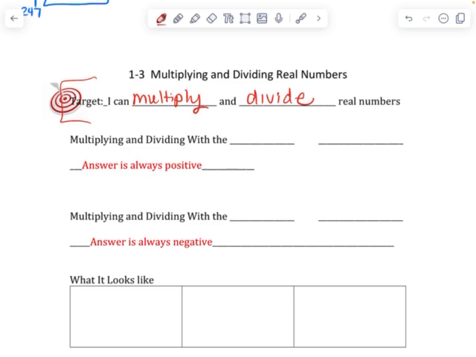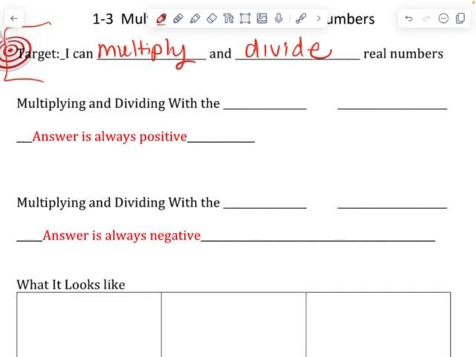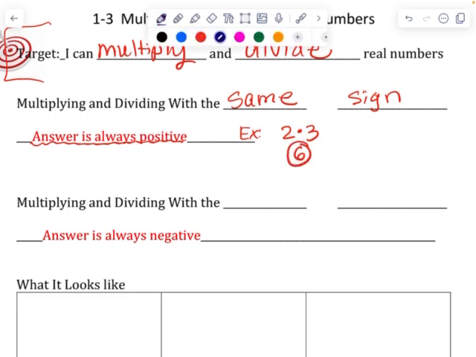All right, so a couple of rules that we're going to work with today is multiplying and dividing with numbers that have the same sign. When we multiply or divide with numbers that have the same sign, our answer is always positive. So let's come up with an example. If I have 2 times 3, you would tell me that the answer simplifies to 6, right? So I have a positive 2 and a positive 3, and I get a positive 6.